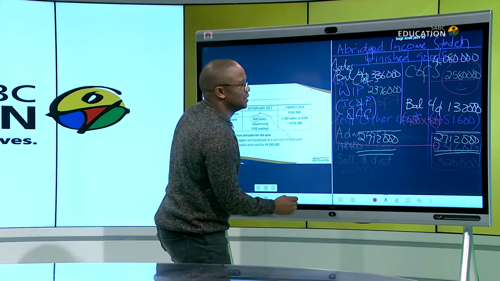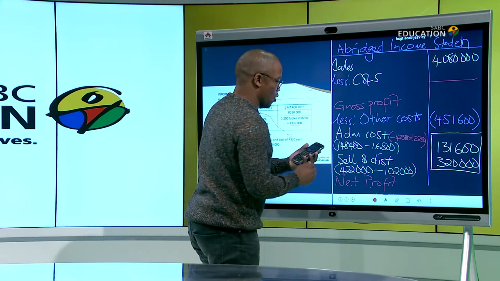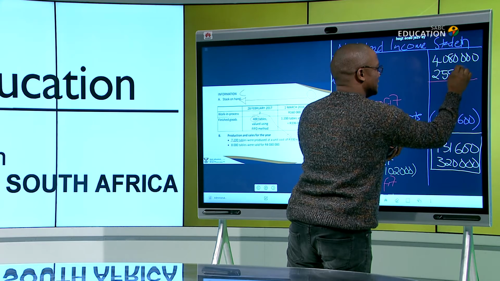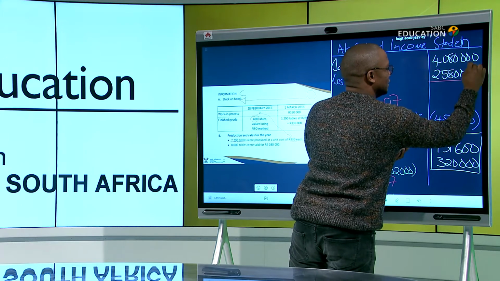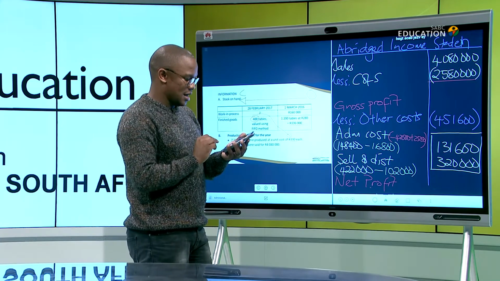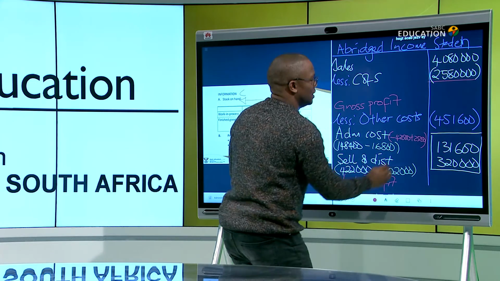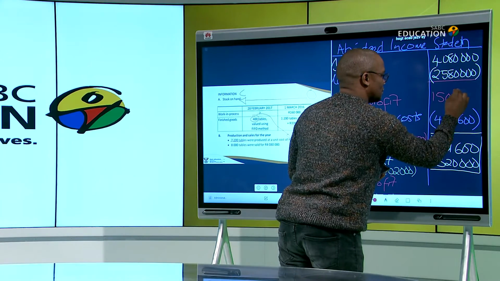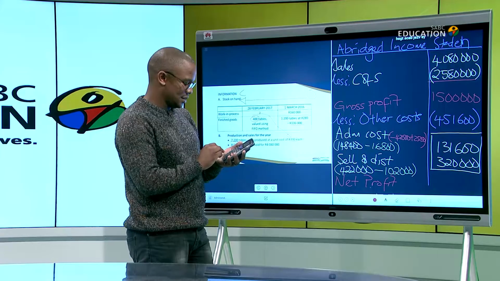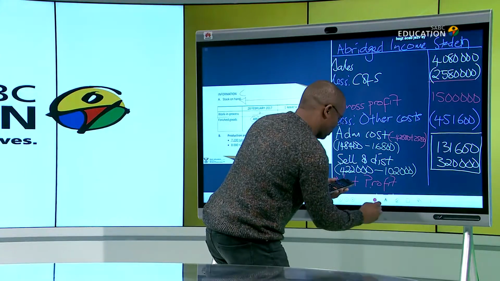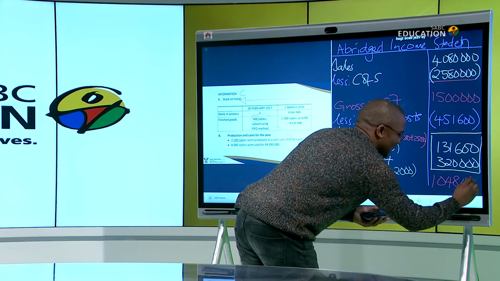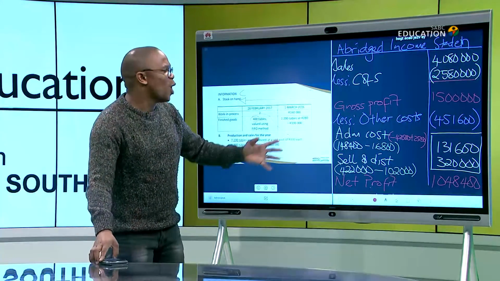Let's check then our abridged income statement. There you are. We said it's 2,580,000. You subtract that to get the gross profit. I got 1.5 million. Then you subtract your other costs, meaning our net profit for the year will be 1,048,400. Then you are done. You have all the marks.